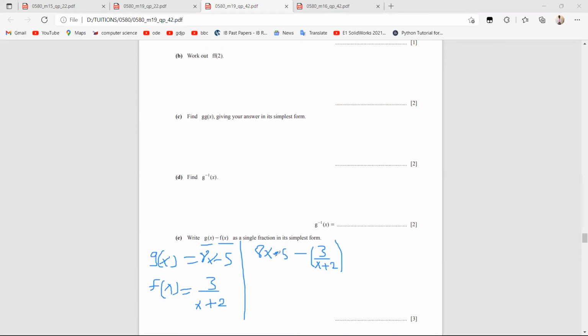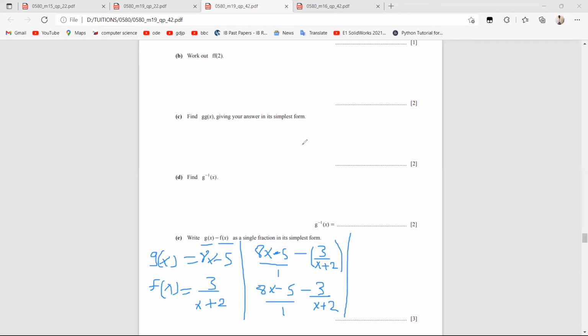And remember, the function 8x minus 5 can be treated as over 1, right? Because a number over 1 is just that same number. Okay. So now we can have 8x minus 5, and we are subtracting 3 over x plus 2, okay? So this is over 1. So we can find the LCM, all right? I want you to look at the bottom numbers keenly. The bottom numbers, we have 1 and we have x plus 2 for these two fractions, okay?